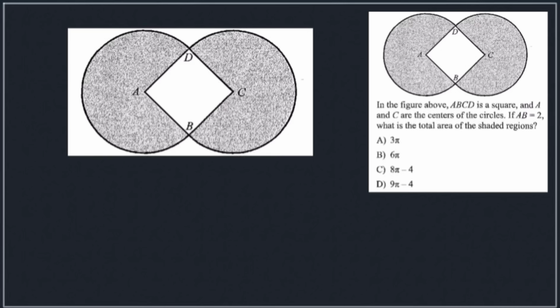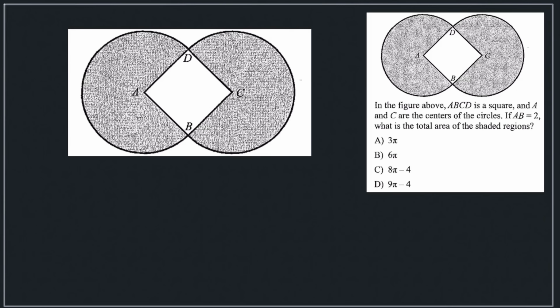Let's solve another problem. We are given two circles with centers A and C. Their respective radii make a square ABCD with a side length of 2. They want us to calculate the total area of the shaded region.